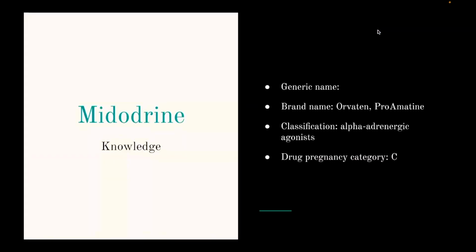So Midodrine, the generic name is Midodrine, and some brand names are Arvatin and Proamotine. The classification is that it's an alpha adrenergic agonist. It stimulates the nerve endings, which causes blood vessels to tighten and thus increases the blood pressure. And the drug pregnancy category is a C, which means that animal reproduction studies have shown an adverse effect on the fetus.